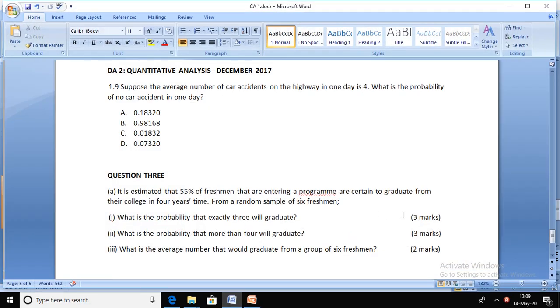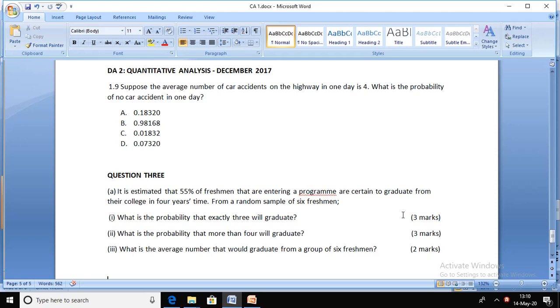So let's start with our first question coming from the December 2017 final exams for DA2 quantitative analysis. This was coming from section A 1.9. Suppose the average number of car accidents on the highway in one day is 4. What's the probability of no car accident in one day?